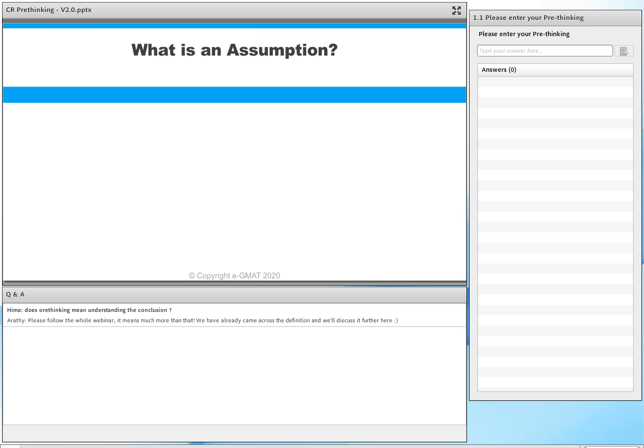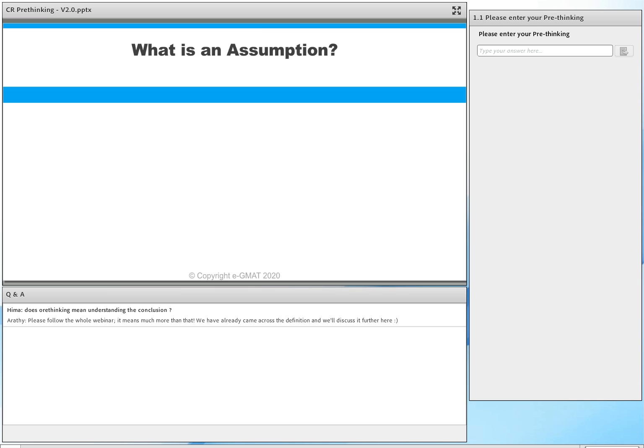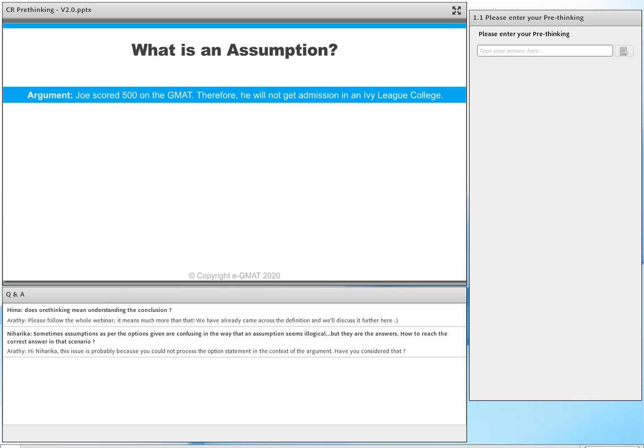I'm going to again remove broadcast results, and here is an argument. The argument says Joe scored 500 on the GMAT, therefore he will not get admission in an Ivy League college. Can you tell me what the author assumes here? Can you put in your pre-thinking?